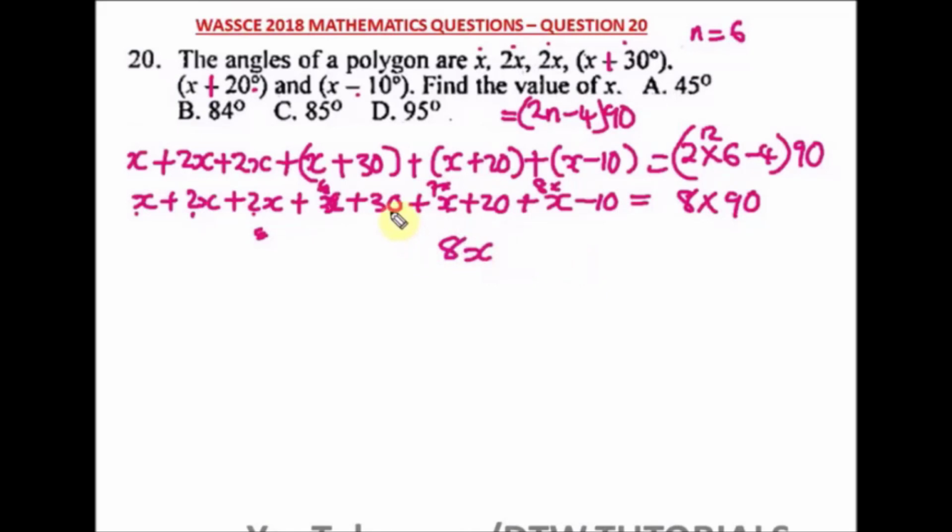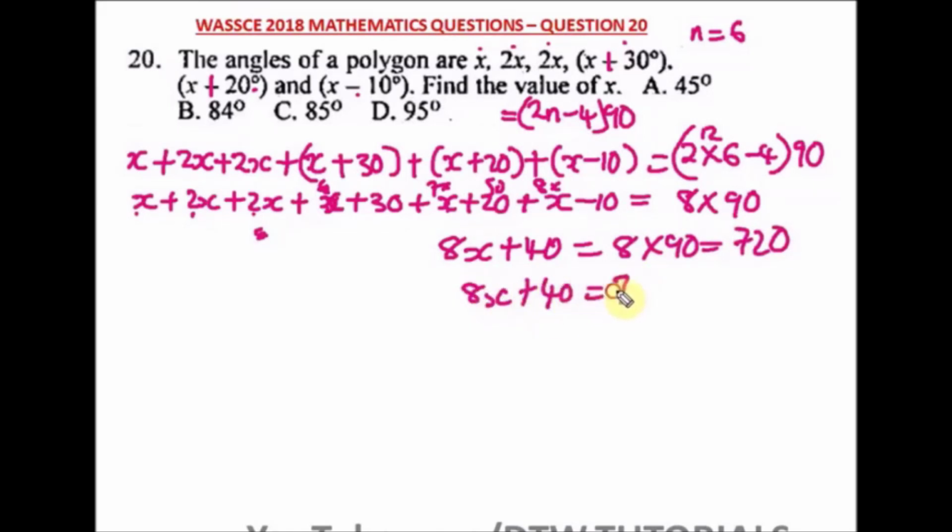Okay, and we have 30 plus 20. That's 30 plus 20 will give us what? 50. Okay, and 50 minus 10 will give us what? 40. So we have plus 40 equal to 8 times what? 90. And what's 8 times 90? This is what? 720. So we have here 8x plus 40 equal to what?